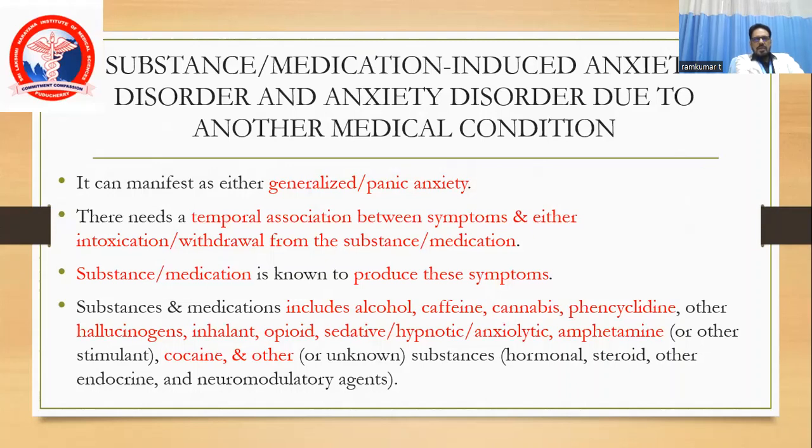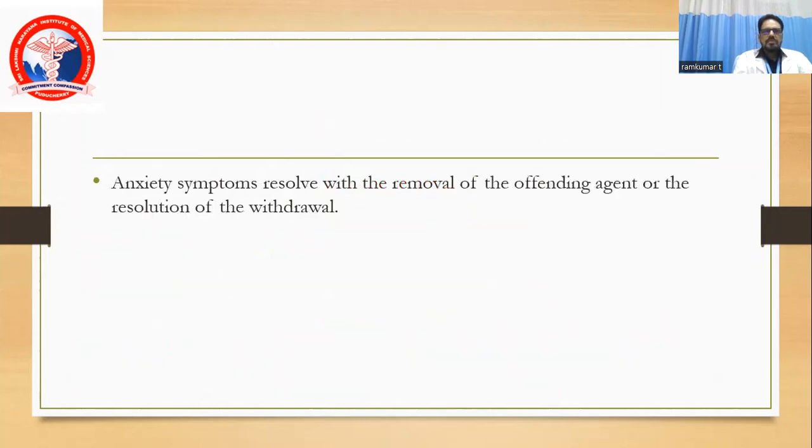There needs to be a temporal association between symptoms and either intoxication or withdrawal from the substance or medication. The substance or medication is known to produce these symptoms. Substances and medications include alcohol, caffeine, cannabis, phencyclidine, other hallucinogens, inhalants, opioids, sedatives, hypnotics or anxiolytics, amphetamine or other stimulants, cocaine and other unknown substances like hormonal, steroid, other endocrine and neuromodulatory agents. Anxiety symptoms resolve with removal of the offending agent or the resolution of withdrawal.